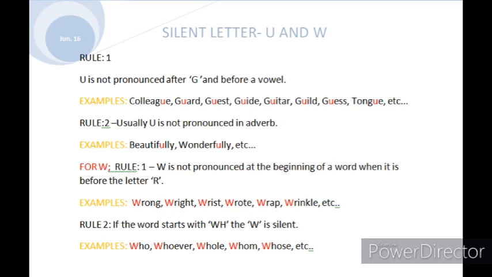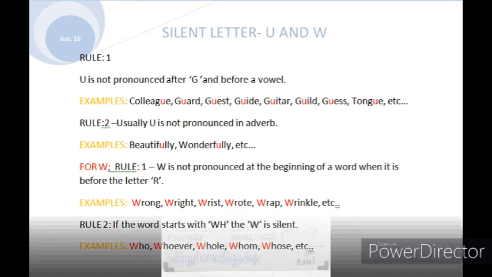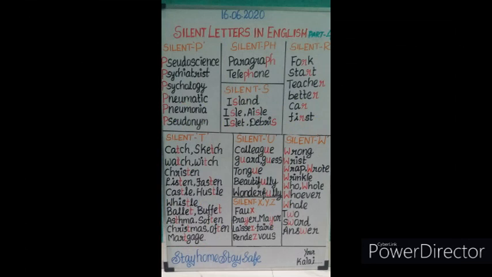Then second rule, if a word starts with WH, there also W is silent. For example, who, W-H-O, who. Here we are not pronouncing the letter W. So who, then whoever, then whole, then whose, then whom. Some random words are also there. For example, two, sword, answer. We'll move to the board. Wrong, wrist, wrap, wrote, wrinkle, who, whole, whoever, whom, two, sword, answer.